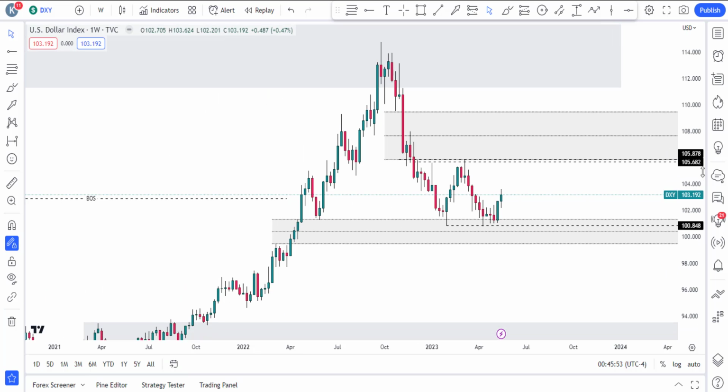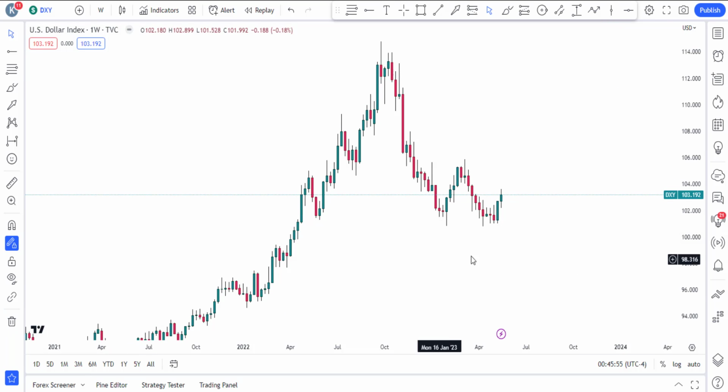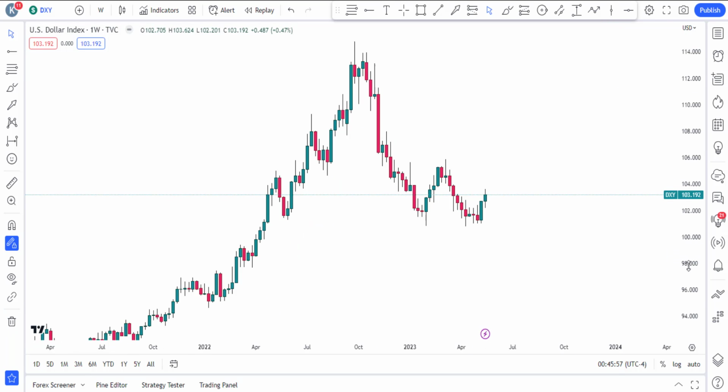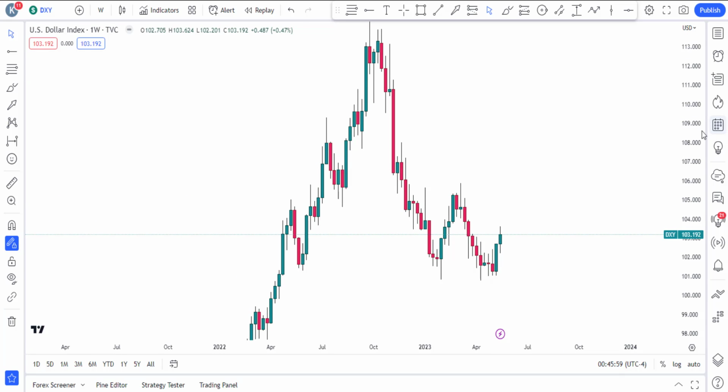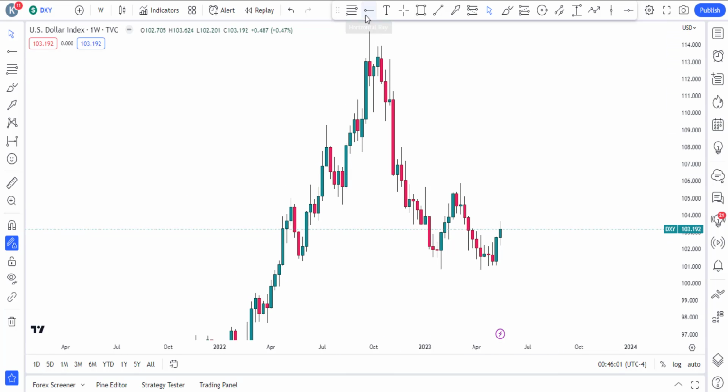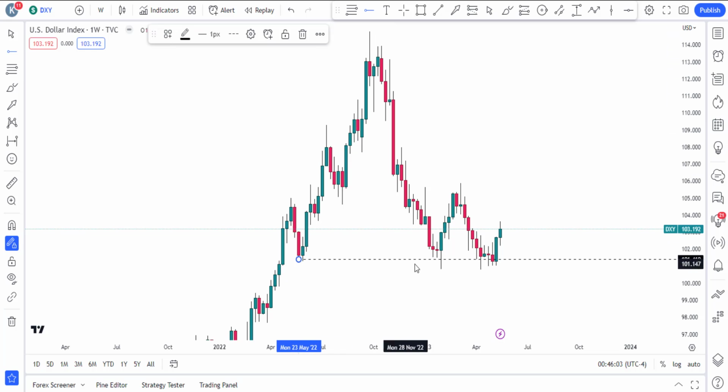Right here is the weekly time frame that we have, and let me just delete everything so you can see. Just like the monthly time frame, we've seen price actually trade below these relative equal lows and then grab liquidity just right here.